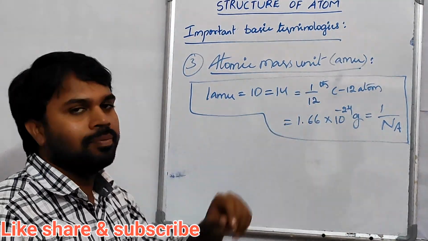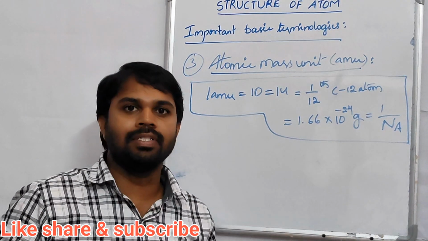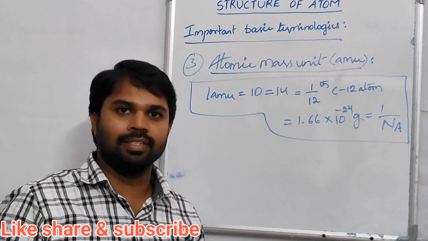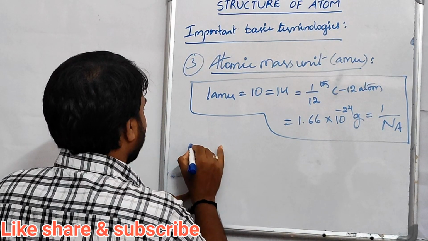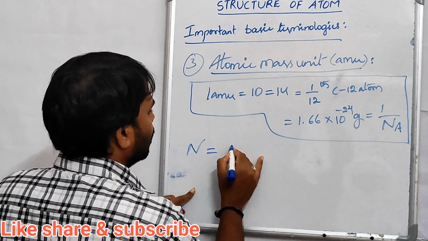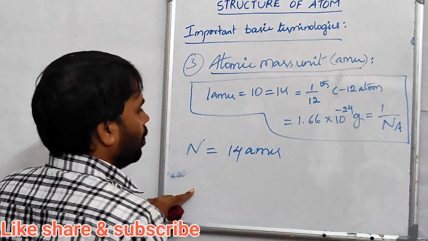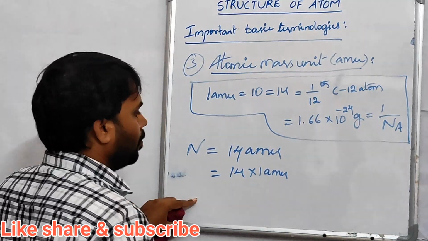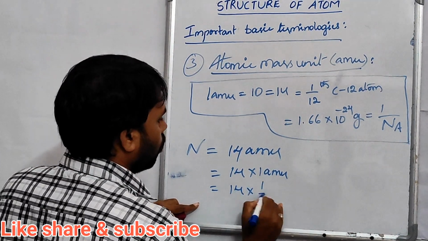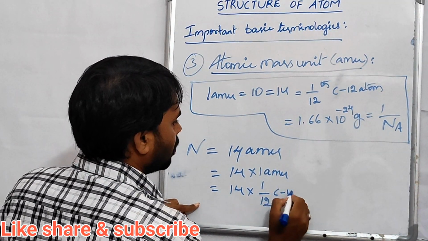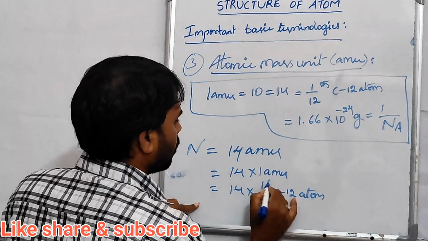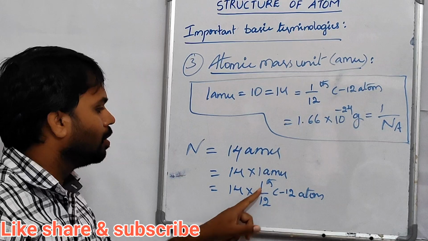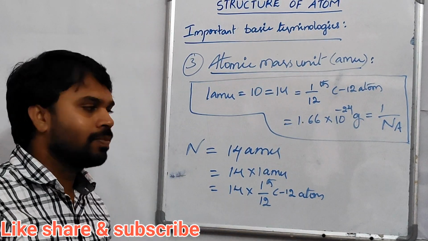The mass of 1/12th carbon 12 atom is the reference. With this reference, we can calculate the masses of other atoms and elements. For example, mass of nitrogen equals 14 AMU. That is equal to 14 into 1 AMU. That equals 14 into 1/12th of carbon 12 atom. Which means the mass of nitrogen is 14 times heavier than 1/12th of carbon 12 atom.